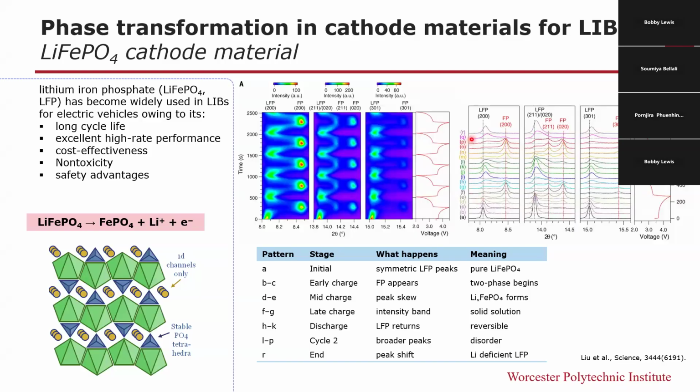And the last pattern is pattern R. After 2 cycles, the peaks do not fully recover their original position. All the selected peaks shift toward higher angle and broaden. It means incomplete lithium reinsertion and a residual lithium-deficient solid solution at high rate.